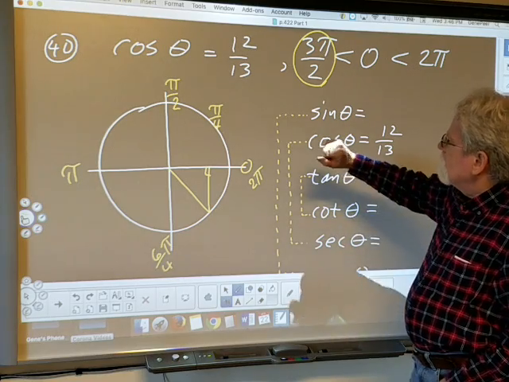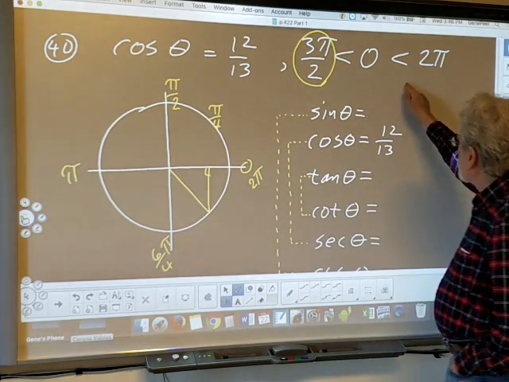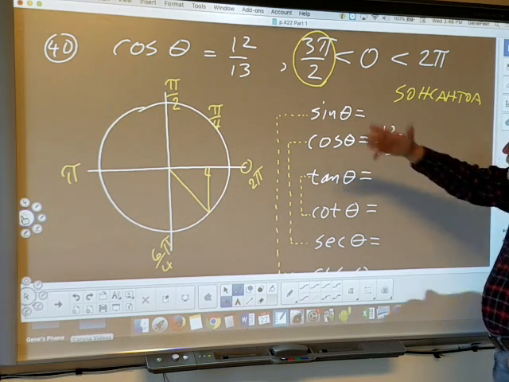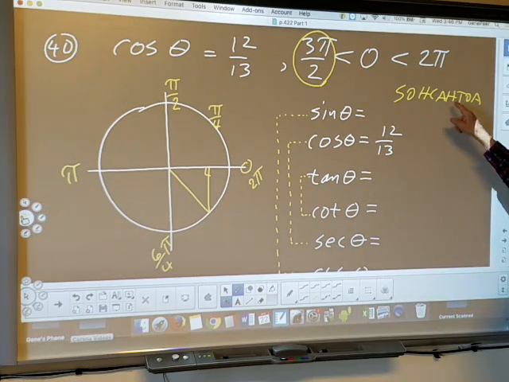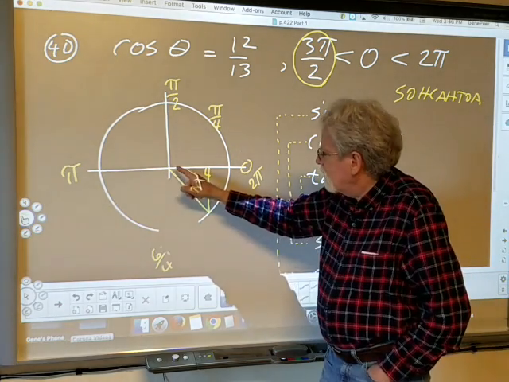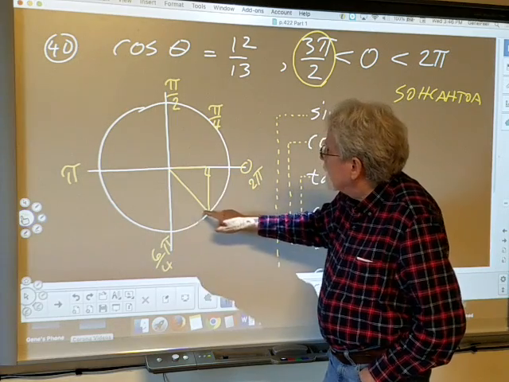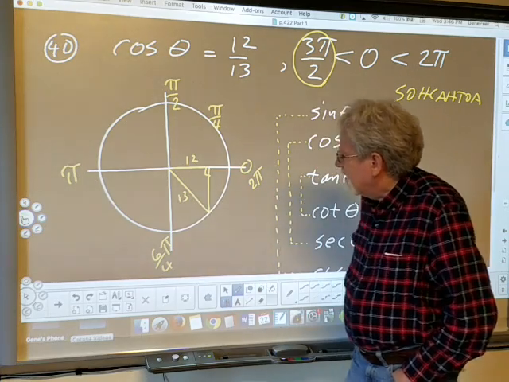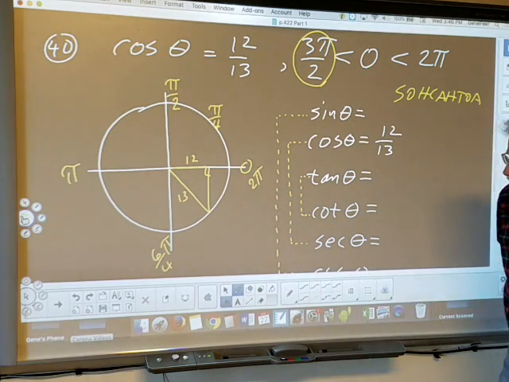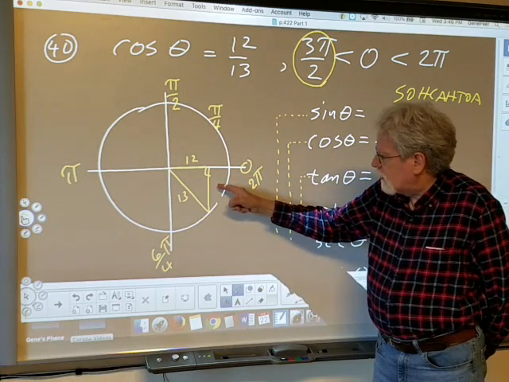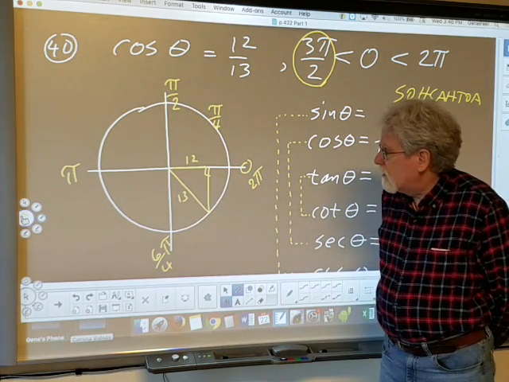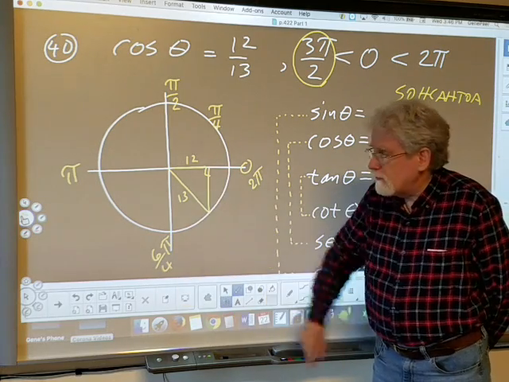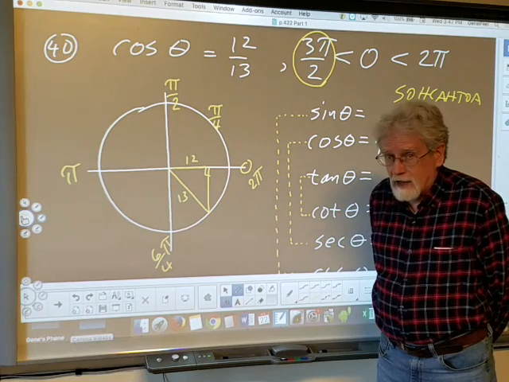Alright, so we know the cosine is 12/13ths. Of course, we have our old friend SOHCAHTOA, cosine being adjacent over hypotenuse. So the adjacent over the hypotenuse is 12/13. Now you could use the Pythagorean theorem to find the missing side: a squared plus the unknown b squared equals c squared. Or you can simply remember that if you've got a right triangle with a leg of 12 and a hypotenuse of 13, then the other leg has to be 5.